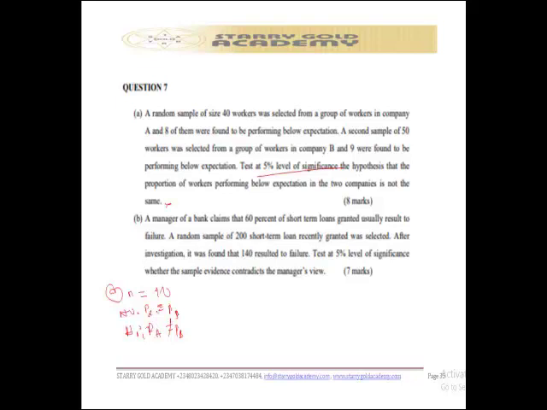So in such a scenario, to get our PA, PA would be equal to 8, since 8 of them perform below, 8 divided by 40. That gives me 0.2. And in B, PB is equal to 9 over 50. That is 0.18. So having done that, we can go ahead and prepare our test statistic.